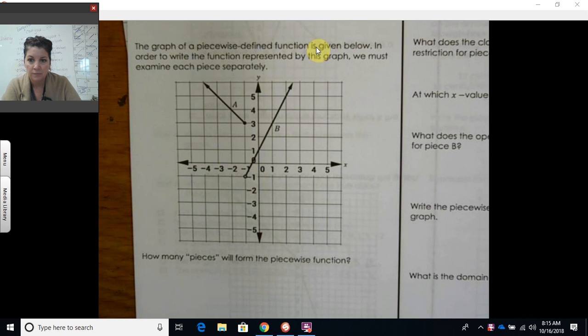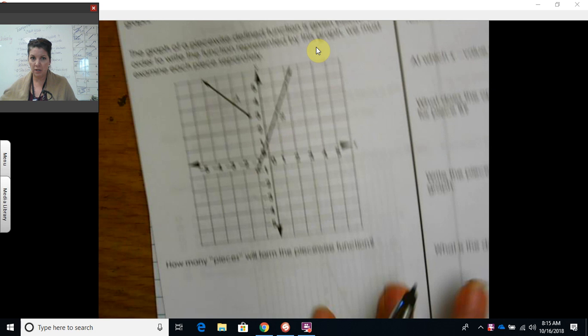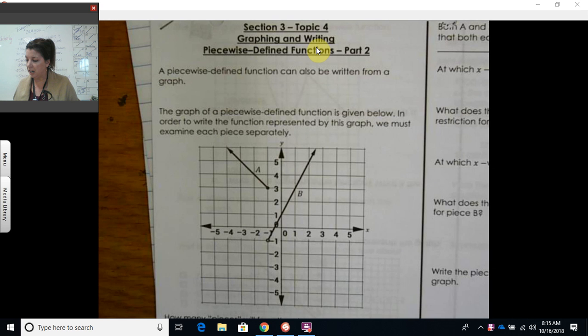Okay. Section 3, Topic 4, Graphing and Writing Piecewise Defined Functions, Part 2. So this is more of the same as Topic 3, okay? A piecewise defined function can also be written from a graph. So they can give you a function and you can write the graph, or they can give you a graph and you'll have to write the function from the graph.